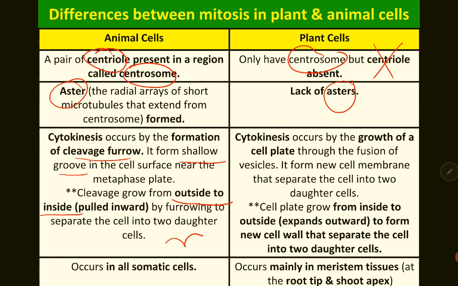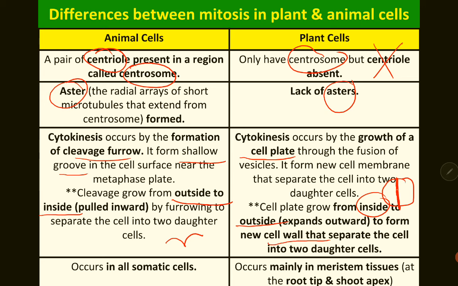While for the plant cell, cytokinesis forms the cell plate. It forms the new cell membrane that separates the cell into two daughter cells. The cell plate grows from inside to outside. So let's say this is the plant cell. The vesicles are formed from inside and then they join together, going inside to outside to form the new cell wall that separates the cell into two daughter cells.